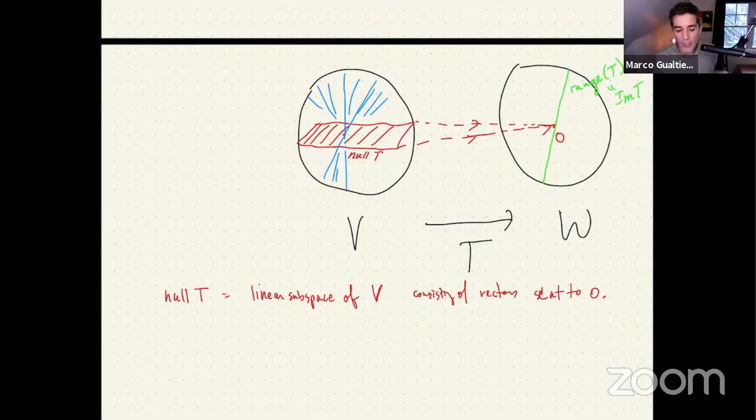Now the question is, what is the behavior of that map? So for example, suppose I take two vectors, one here and one here. Neither of them is in the null space, right? But if I send them each to the range, it might happen that they are sent to the same point.